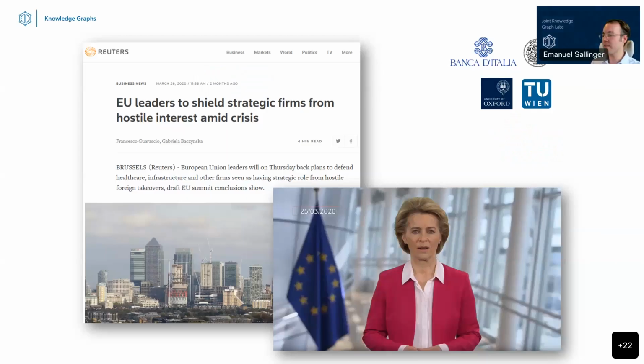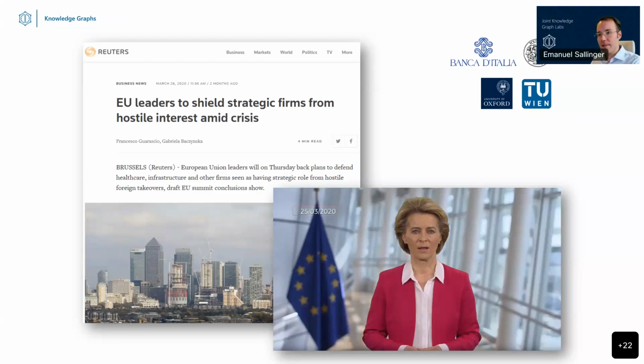Another case that we are going to look at later is a call in 2020, where President von der Leyen put out this call to shield strategic companies from hostile takeovers during the crisis, like pharmaceuticals, like medical. I'm not going to mention now some of them that some of you may have on the tip of your tongue, because when somebody listens to this recording, they don't know yet the temporal context right now.